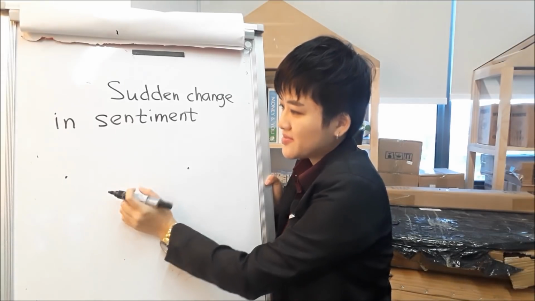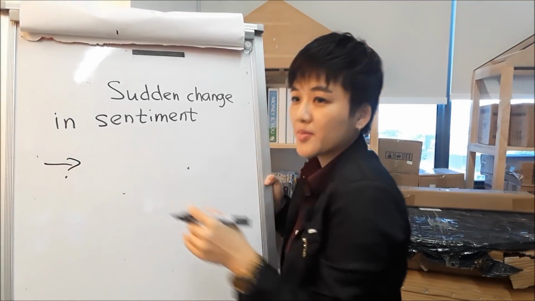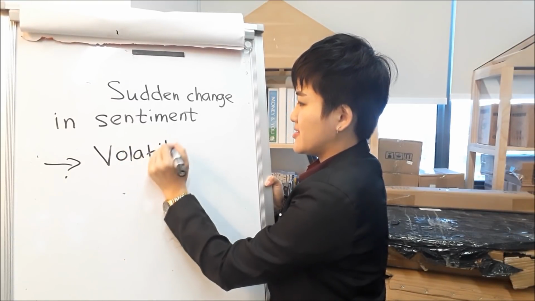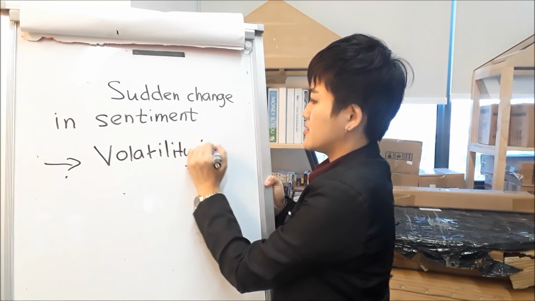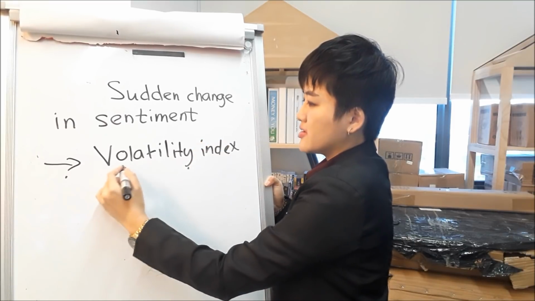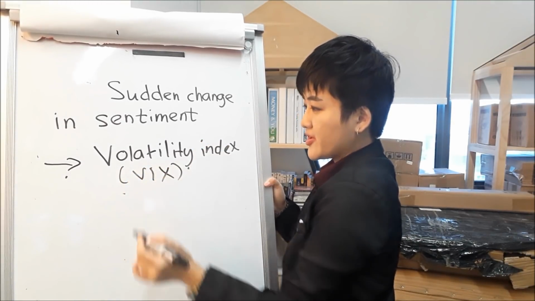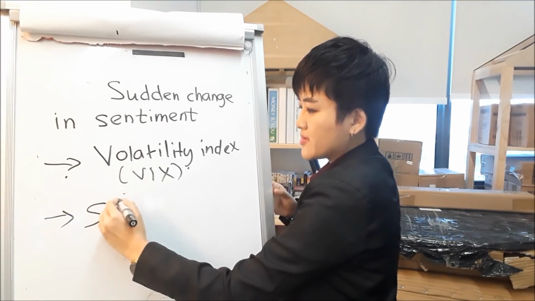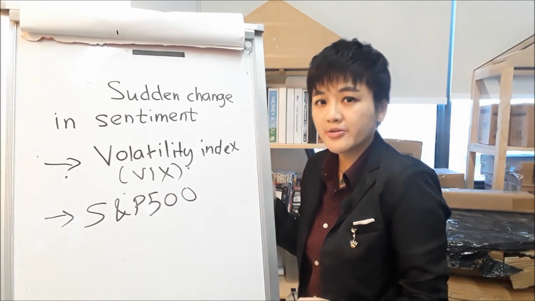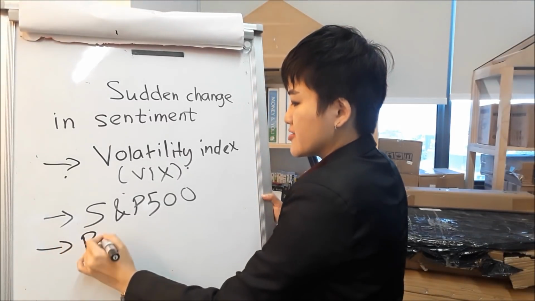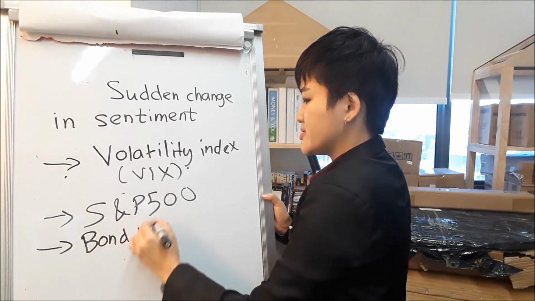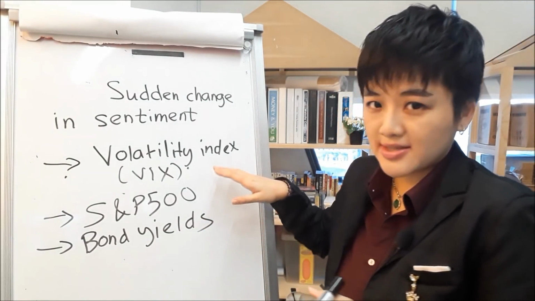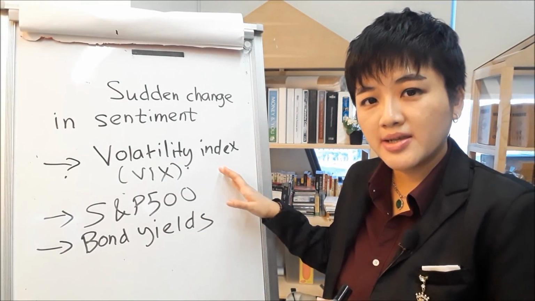There are many different sentiment indicators, but some of the more important ones you gotta look at: the volatility index, or in short, the VIX. Some people call it the fear index. And a shortcut way to measure sentiment is to just look at the stock market, the S&P 500 for example, and also you gotta look at bond yields. And it's very important because you know why? The S&P 500 is a leading indicator for the economy.